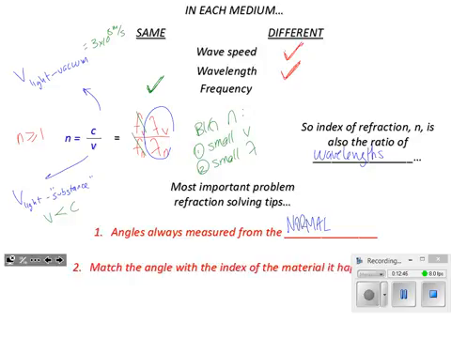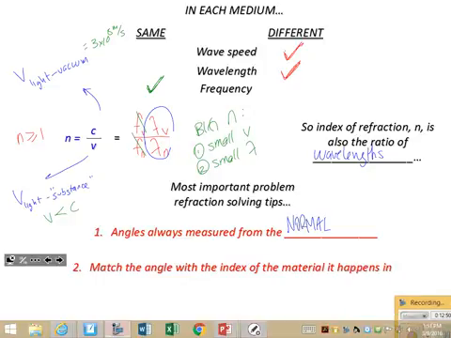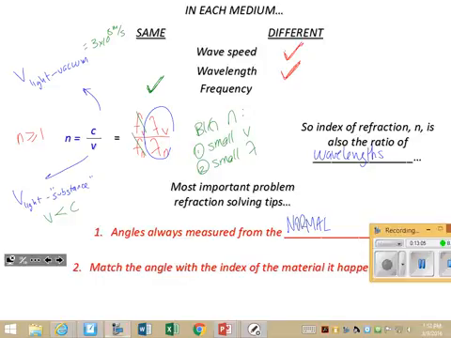And two, there's no other way to say this, you just have to be sure you do it: match the angle with the right substance. Just don't mix up your ones and twos in those Snell's law examples. Okay? Here's a couple of qualitative ones.